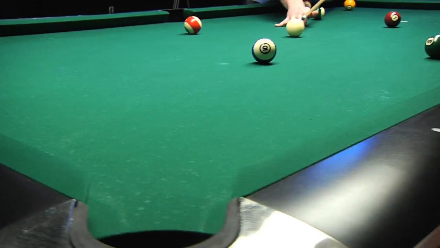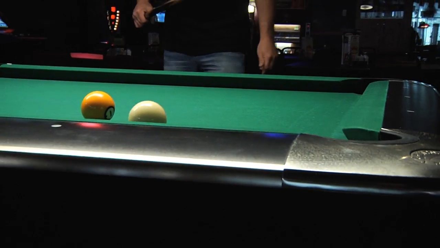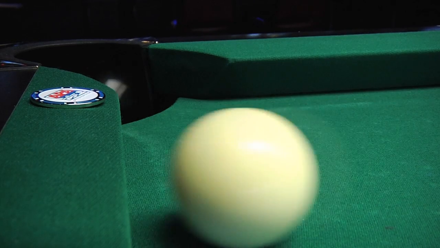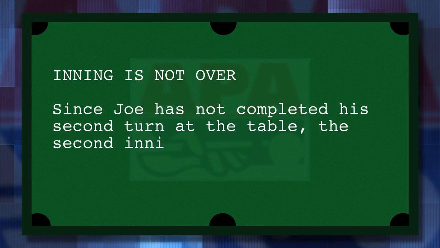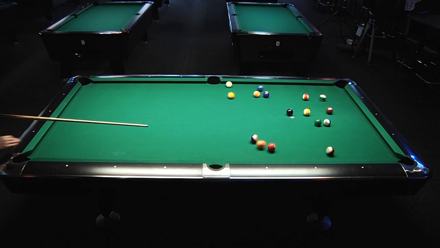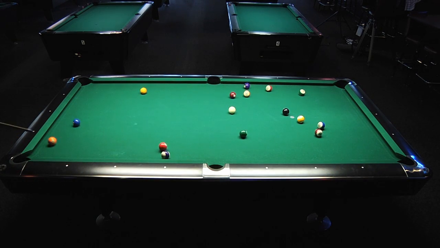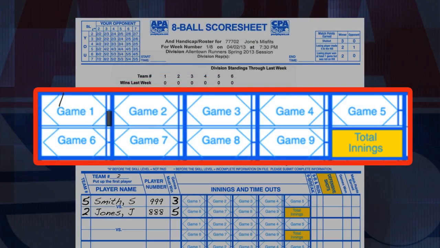Steve then pockets 1 ball and then misses. Joe then finishes pocketing his remaining balls and the 8 ball, winning the game. However, since Joe has not completed his second turn at the table, the second inning has not yet been completed. Joe then breaks to begin the second game, but doesn't pocket a ball. The inning is now over because Joe has completed his turn at the table. You would now mark in game block 2, 1 inning.